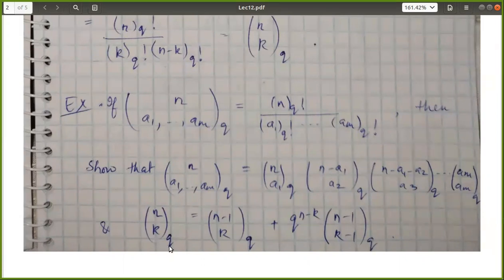However, if you're dealing with a q which is not equal to 1, the q binomial coefficient n choose k turns out to be the q binomial coefficient n minus 1 choose k plus an additional multiplier on this term. Okay, so these two identities are homework for you. They will come in the assignment.